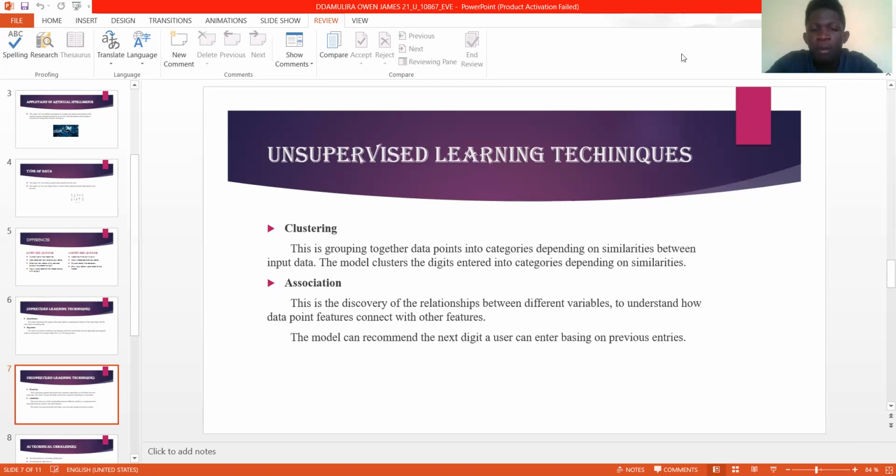So here we discover the relationships between the input and the output. Whenever the input and output relationships are understood, association occurs. So it enables my model to recommend the next entry the user can make based on previous entries. For example, if you put in a 4, the model will say the next digit may be a 5, because previously I've been putting 4, 5. Especially for example, my contact, which may not be changing, is 0704. When you put in 07, the computer says the next digit is 4. So sometimes it's auto-completed just because of the previous entries.